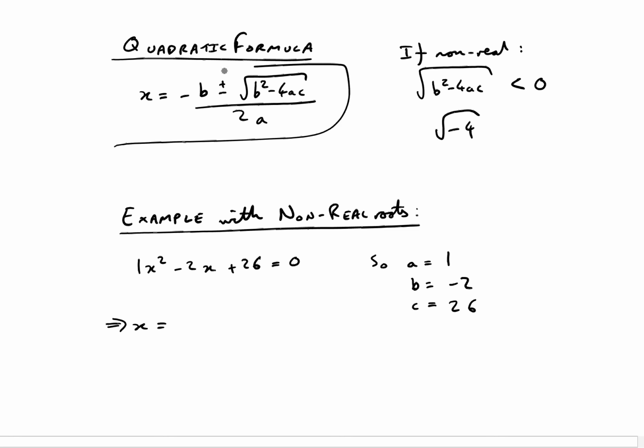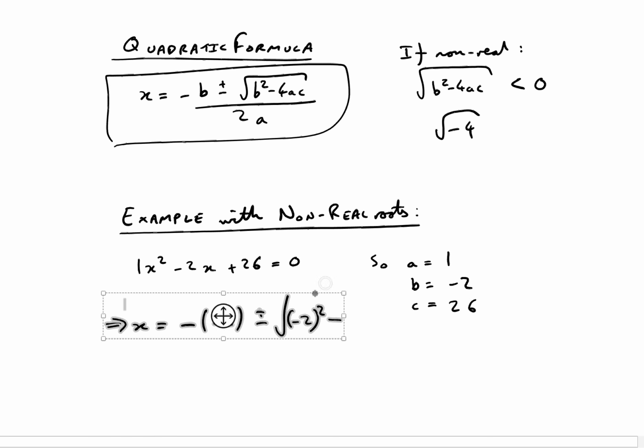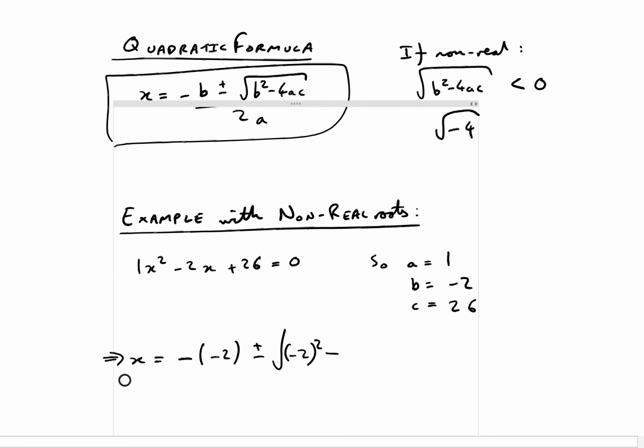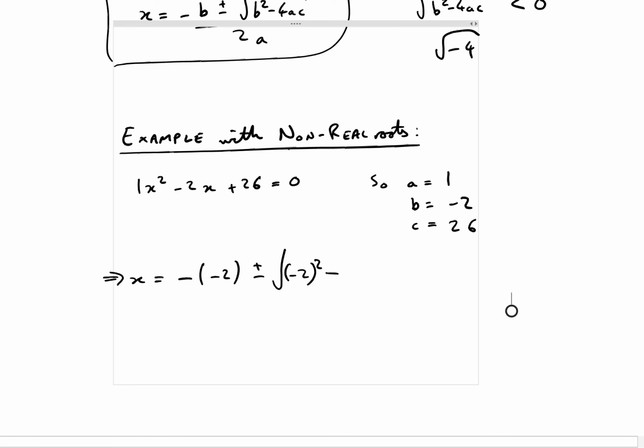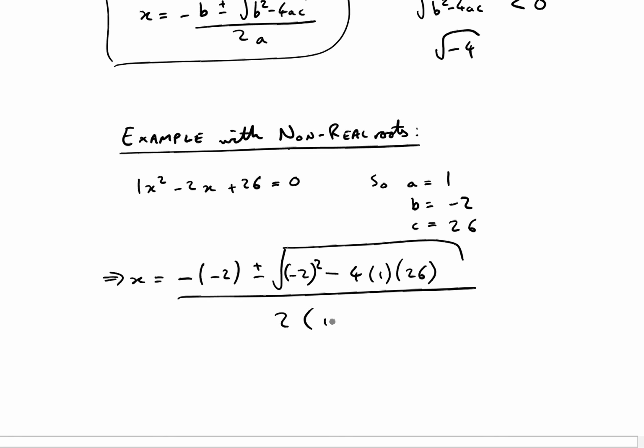It's this thing here. Okay, so x equals minus b. So be careful here, because b is minus 2, so there's already a minus out the front, so it's going to be minus minus 2. I'm just going to have the plus or minus square root of b squared, so it's going to be minus 2, all squared, minus 4 times a, which is just going to be 1, times c, which is going to be 26, okay? And that's all going to be over 2a, so 2 times 1.